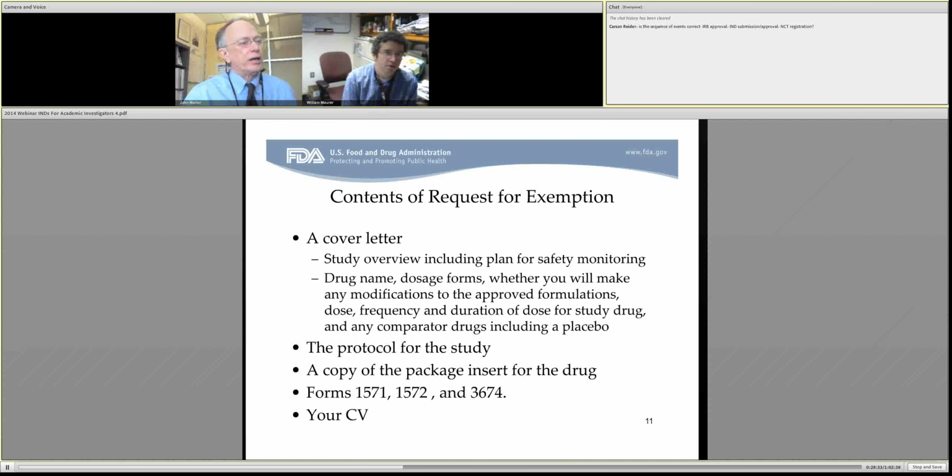We also ask that you fill out Forms 1571, 72, and 3674. The first ones are old FDA forms that everyone's used to. 3674 is simply an agreement that you're going to put it in clinicaltrials.gov. And then finally add your CV, because we're supposed to evaluate the competence of the person performing the trial.